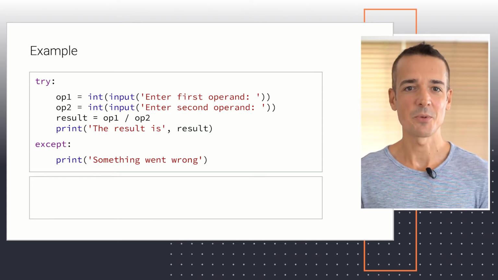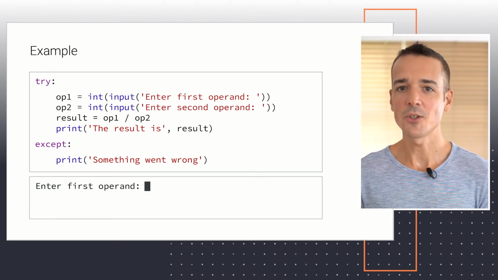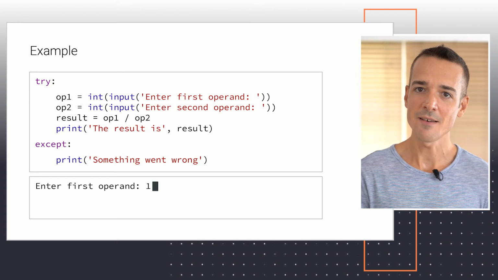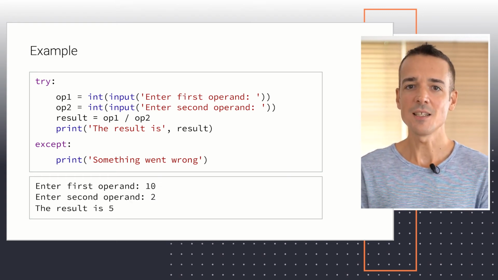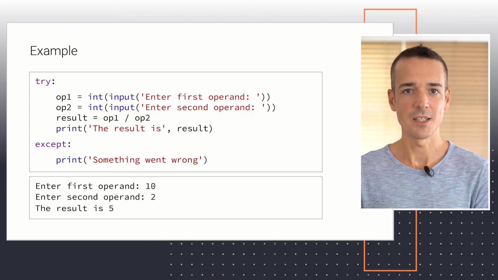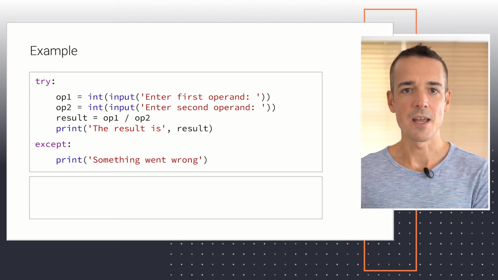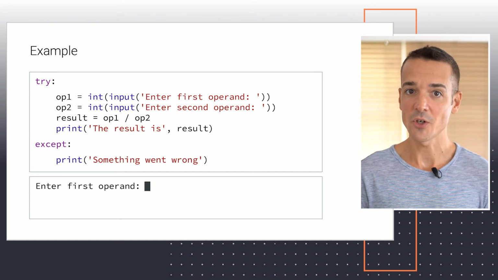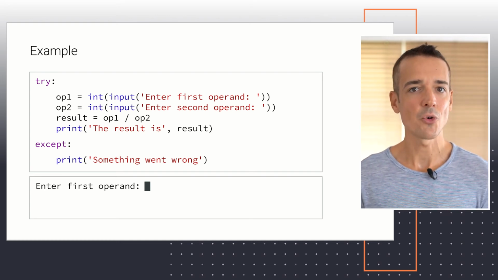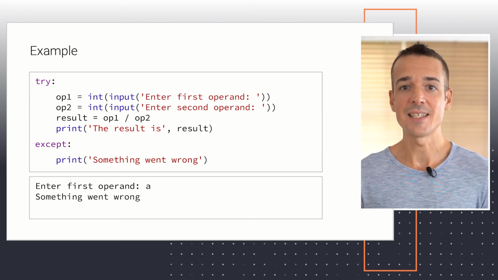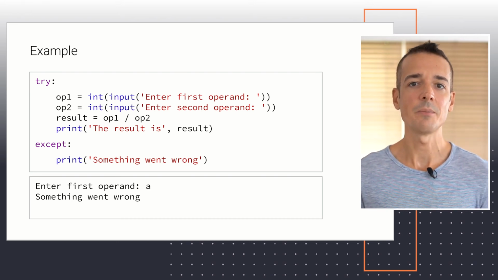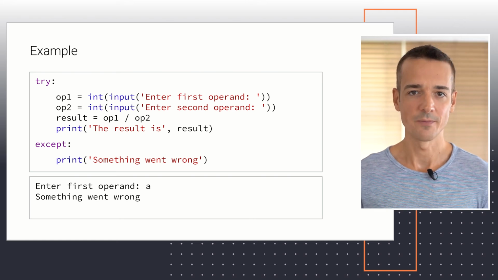Let's try executing this program. First, let's enter two valid input operands set to 10 and 2. In this case, the operation succeeds, and the result of the division is printed. Let's now run it again, but this time we'll enter an invalid first input operand, for example, string A. The string to integer conversion fails, and the except block prints our custom error message, "Something went wrong."